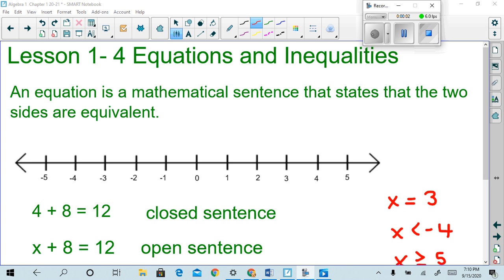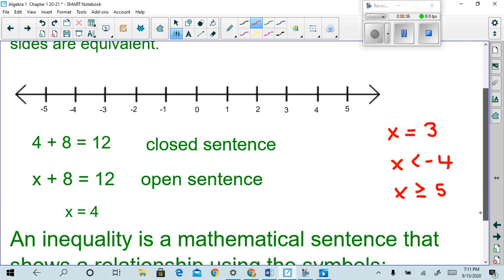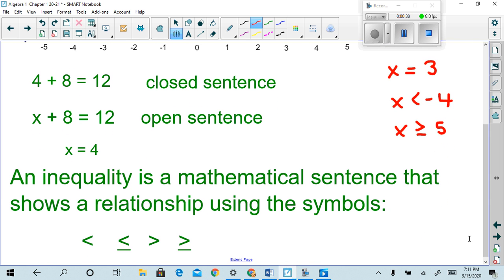Hi everyone. At the end of yesterday's lesson, I gave you a little preview of lesson 1-4. We're going to just touch the surface of equations and inequalities. We're not going to solve anything, we're just going to look at how they're represented. Up until this point, we've only talked about expressions. So in today's lesson, we're going to look at two types of mathematical sentences. First, the equation. It's a sentence that states that the two sides are equivalent. In the second type, which is the inequality, we're looking at another relationship and it uses these four symbols.